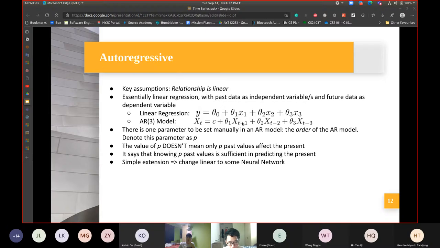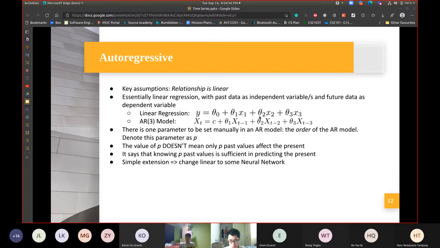So to explain a bit more, X_t is your future, or rather what you want to predict. X_(t-1) is one step behind, so it could be yesterday's value. X_(t-2) would be 2 days ago. X_(t-3) would be 3 days ago. So when you're doing this, you're actually doing autoregressive modeling. And theta 1, theta 2, theta 3 would be your parameters that you want to learn, including C. So this is what the equation is saying.